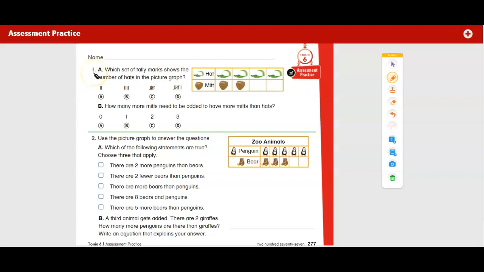For number 1, part A, it wanted us to show which set of tally marks shows the number of hats in the picture graph. In the picture graph, there are 1, 2, 3, 4 hats. The tally marks that show 4 are choice B. So you would fill in the circle for choice B.